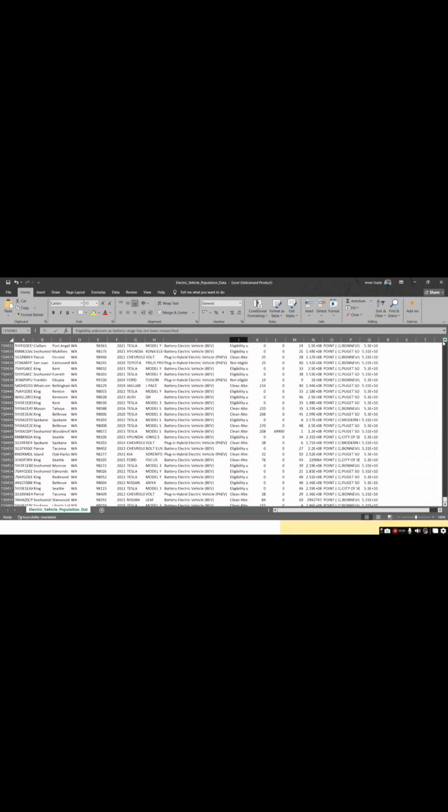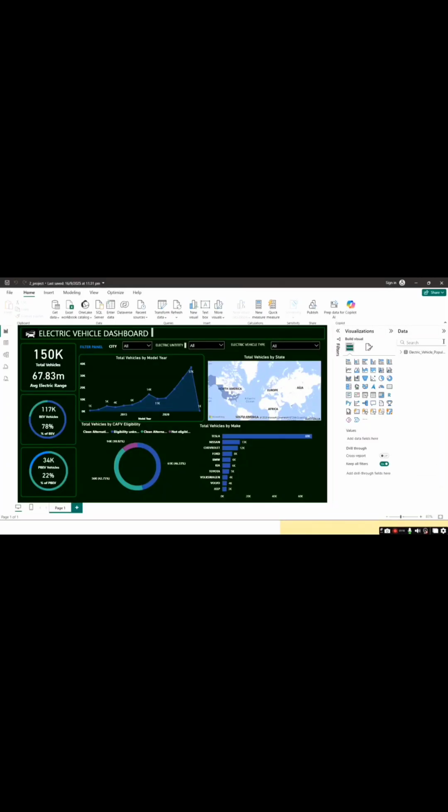PHEV. I cleaned the data in Excel by removing empty rows, fixing column names, and checking the data types. This step helps ensure accurate visualization later in Power BI. After cleaning the data, I imported it into Power BI and started building visualizations.